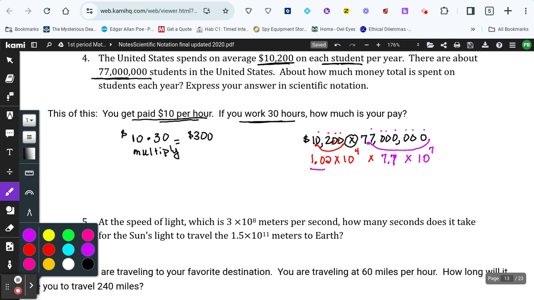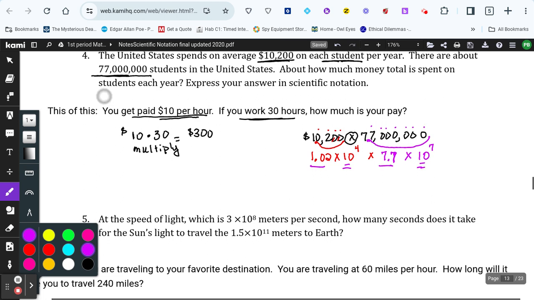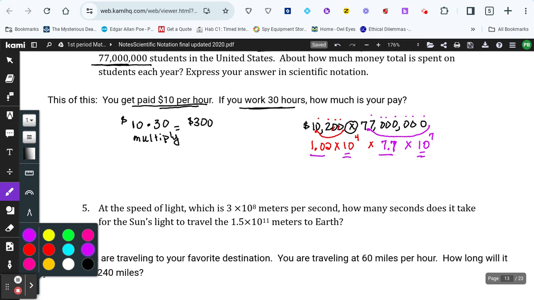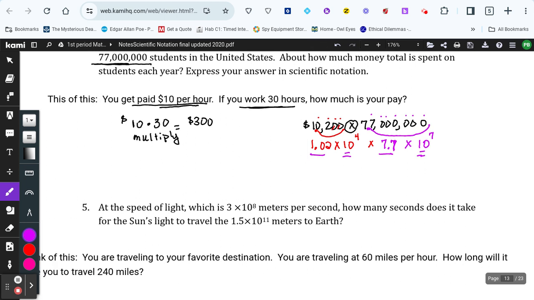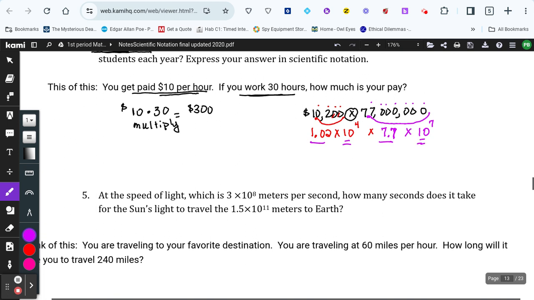So what you'll do is you'll go ahead and multiply your two numbers. You'll combine these two tens into one 10 by adding the exponents. Make sure your number is written in scientific notation. And then you can take that number in scientific notation and convert it to standard form for me, okay?